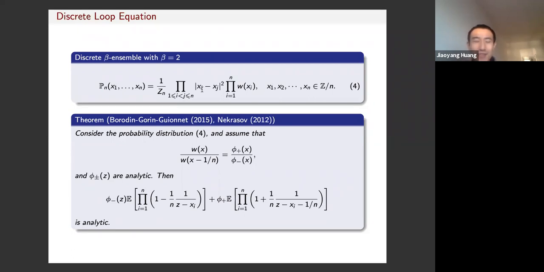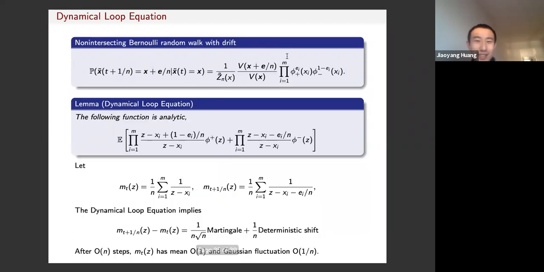But in our setting, we do not explicitly have the density; we have the transition probability. Our transition probability is in this form: at time x, going to the next time with step e over n, it's given by a ratio of Vandermonde determinants times the drift term, phi plus to the e_i times phi minus to the 1 minus e_i. If e_i is 1, you jump to the right for one step, then you just take phi plus. If you stay, e_i is 0, you take the weight phi minus.